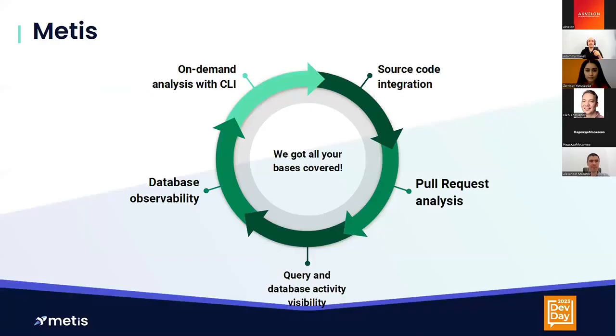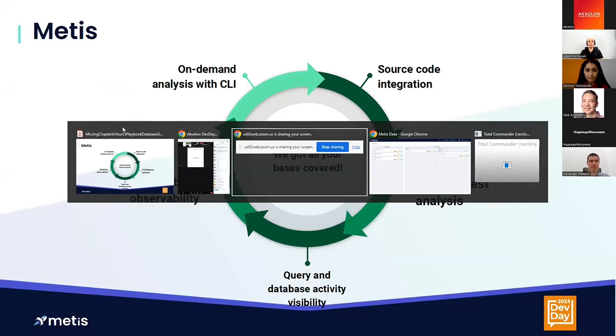So Metis is basically a software as a service that uses OpenTelemetry and uses execution plans from the database to give us this fancy experience of identifying everything that happens and whether it's going to scale well or not. So it gives source code integration, pull request analysis, and other things. So let's see a very quick demo of what's going on.